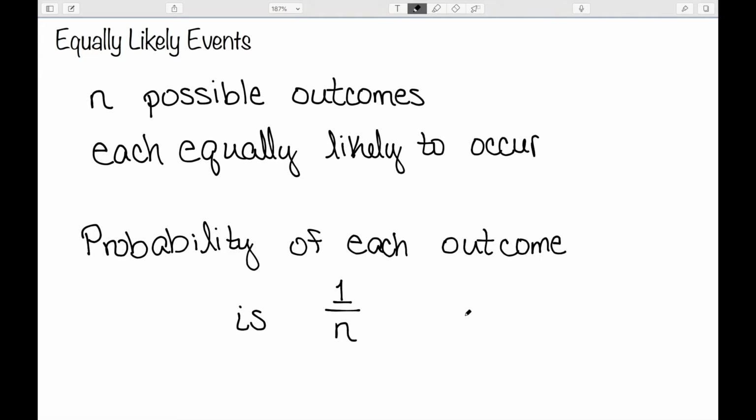So as some examples, if I were to flip a coin, there are two possible outcomes, heads or tails. So the probability of each one of those things happening would be 1/2. If I were to roll a standard 6-sided die, there are 6 possible outcomes, any of the numbers 1 through 6. Each of those has the same probability of 1 over 6. If I'm drawing a card from a deck of cards, the probability of each card would be 1 over 52.